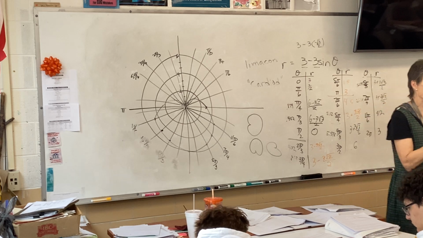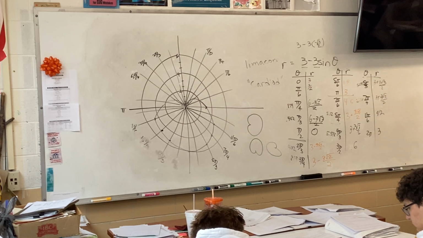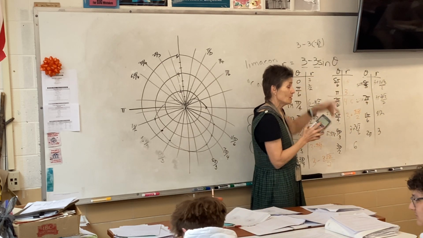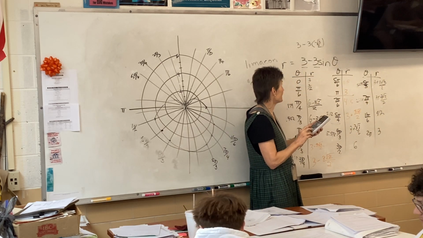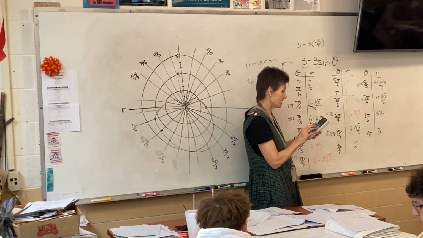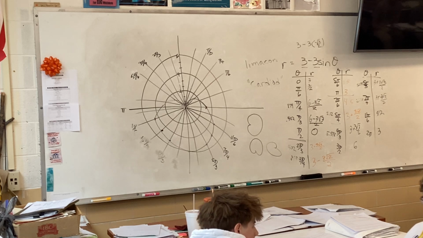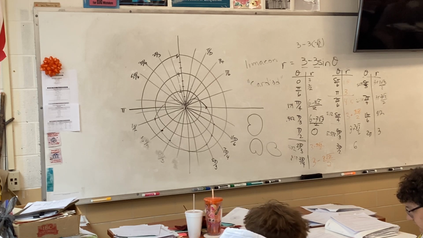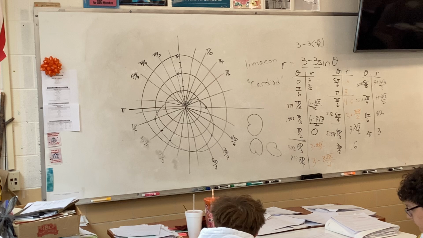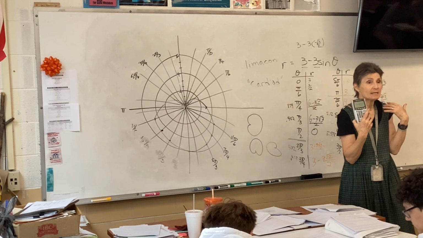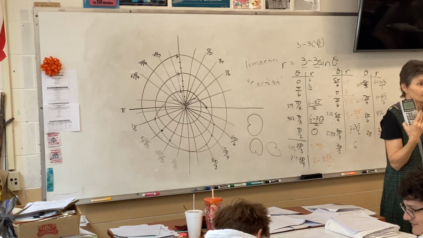Now, go to y equals. And now when you press y equals, it doesn't say y equals, it says r equals, because that's the way your equation is written. So r equals 3 minus 3 sine theta. And theta is your x button, the variable button. Now it's theta because you switch modes. All right, hit graph. And you see what we see.